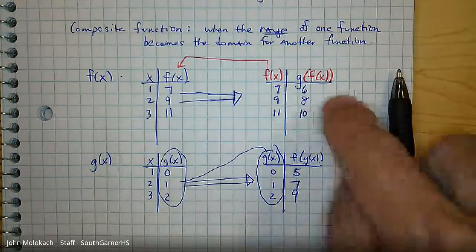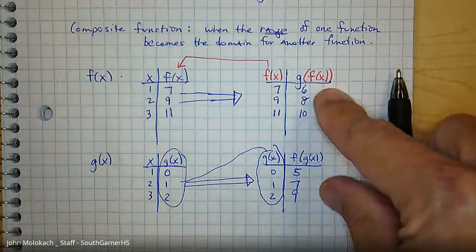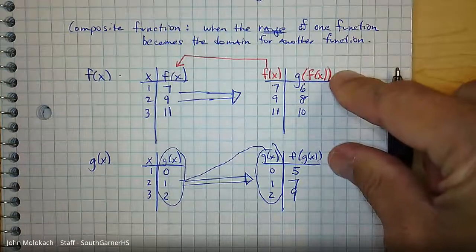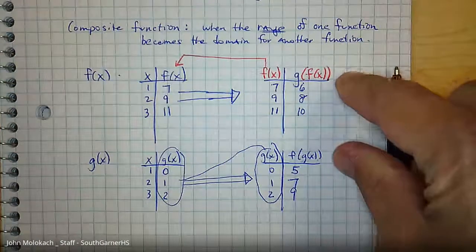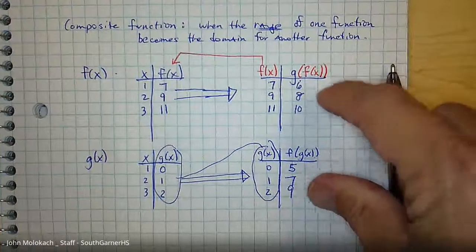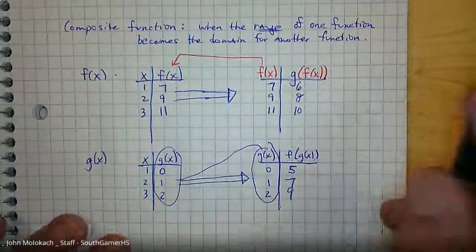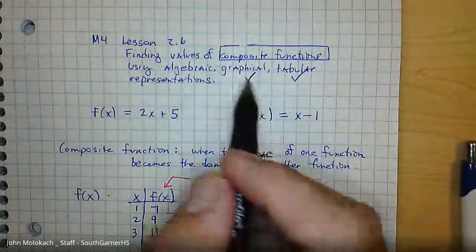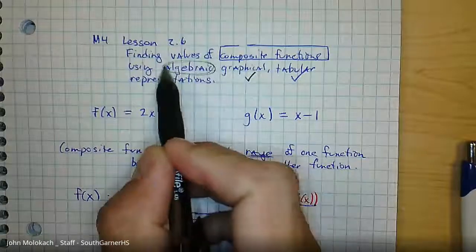You can also see that these are different things, like the outcome is different. The order in which you compose the two functions matters, because you can get different results. So we looked at a graphical way of finding this. The last thing we need to do is look at an algebraic way of doing this.